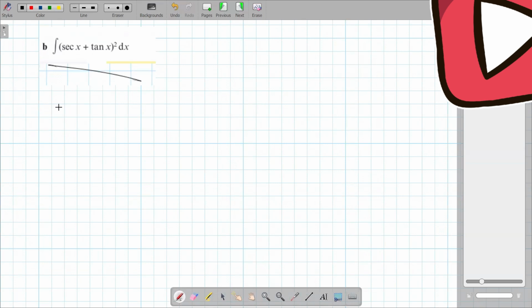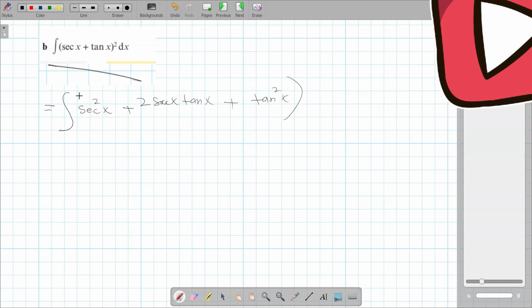Sec plus tan whole square. So we will compute the square first. A plus B whole square formula. Just open it. Sec squared x plus 2 times sec x tan x plus tan squared x.